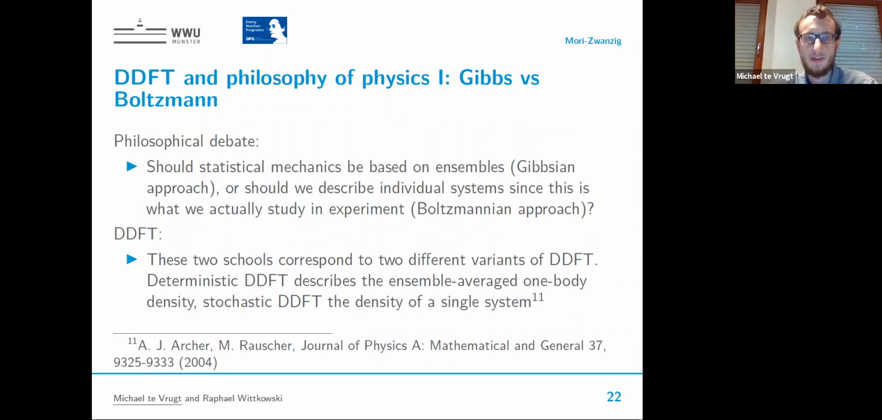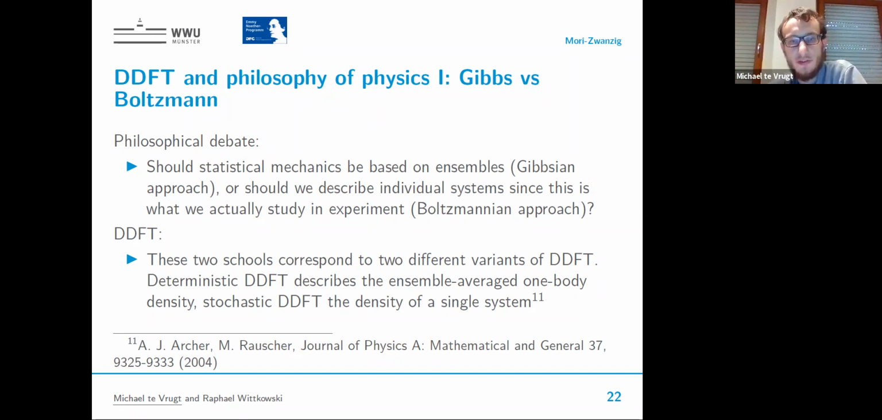Now, first of all, there is in philosophy a great debate about whether statistical mechanics should be based on ensembles, this is the so-called Gibbs approach to statistical mechanics, or whether we should describe individual systems, since this is what in experiments we actually observe, which would be the so-called Boltzmann approach. And if you read review articles about philosophy of statistical mechanics, you sometimes find a long chapter on the Boltzmann school and a long chapter on the Gibbs school, and there are then lengthy discussions about how they are related and which is the correct one.